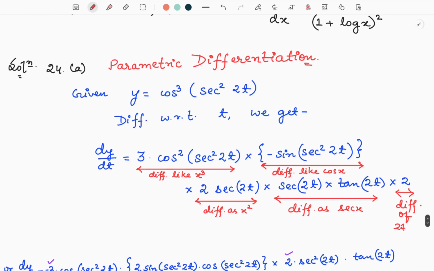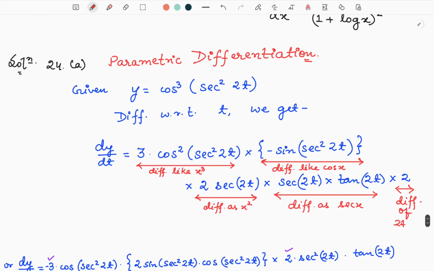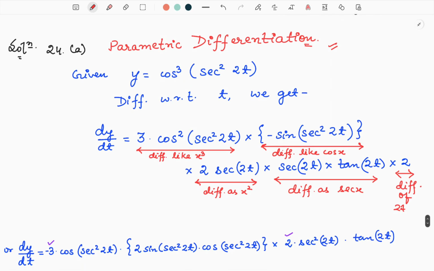The first question is asked from the topic of parametric differentiation. In parametric differentiation, y is not written directly as a function of x. Rather, it is written as a function of t or some other variable. So it is not difficult but a lengthy problem. If you do it step by step, the answer will come in very few steps. I've already done the differentiation. Just look at it and you will understand it's not that difficult.